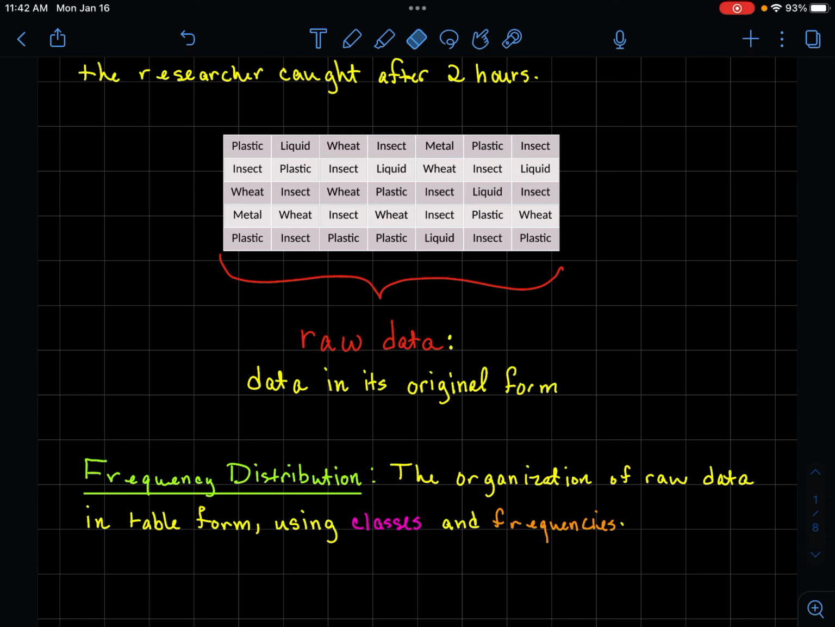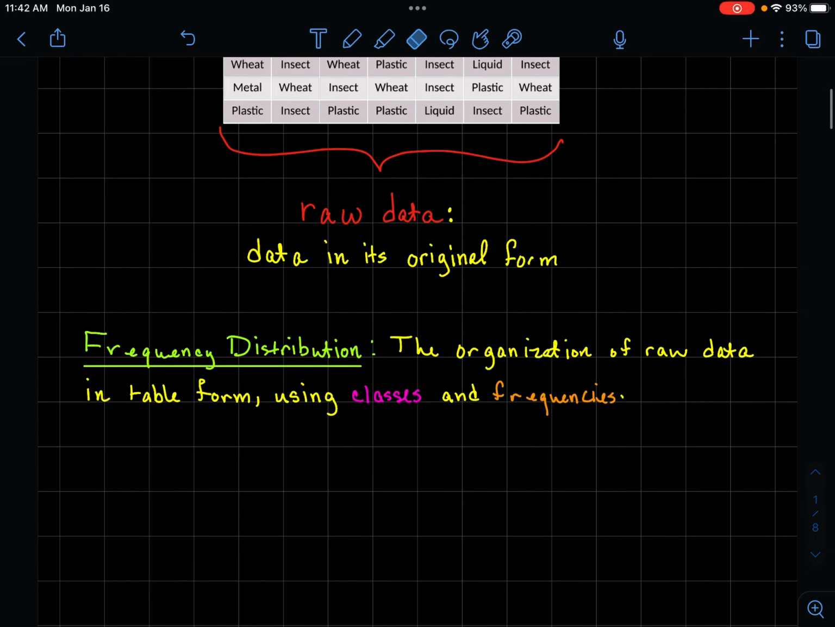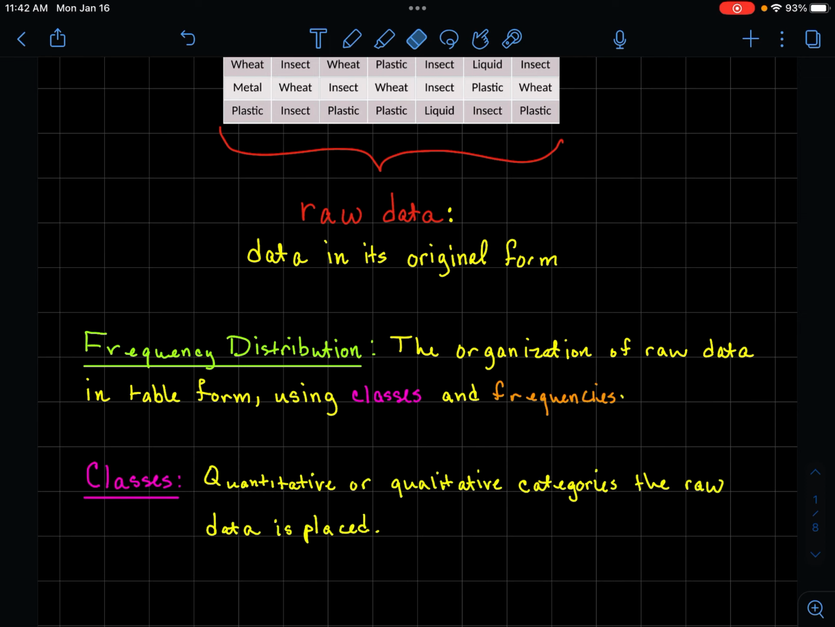What we do with that raw data is throw it into what we call a frequency distribution. We're going to organize that data using classes. We're also going to organize it using the frequencies from the data that we've collected.